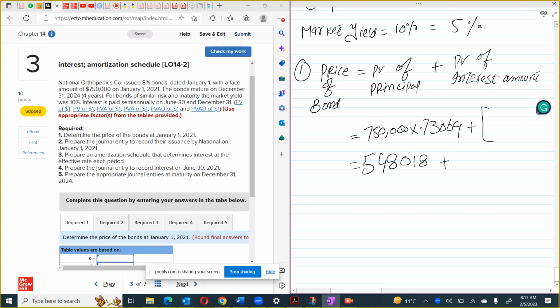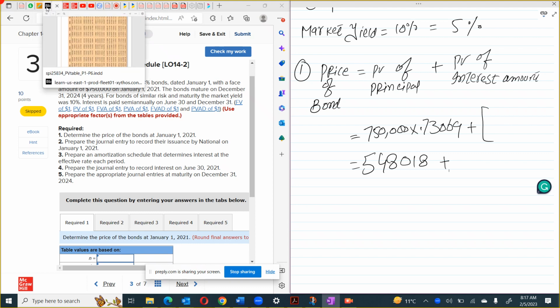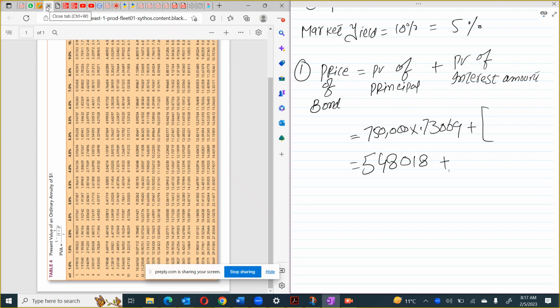So I need the ordinary annuity. I will go to the table here. At 5%, the table is on the screen as well. Yes, this is the annuity table. Okay, I have gone to the table. So it is 5%. We need 5% at year three. So this is year three.